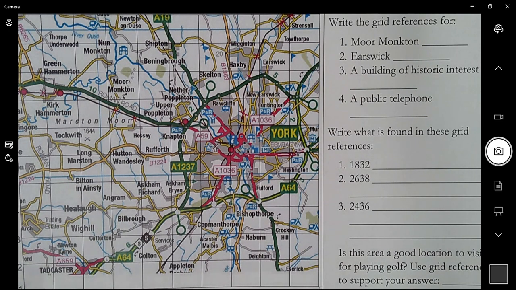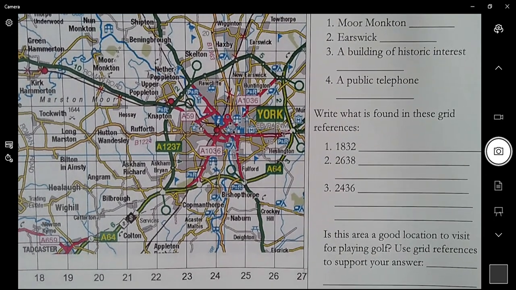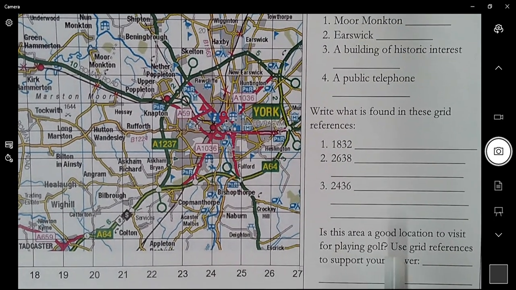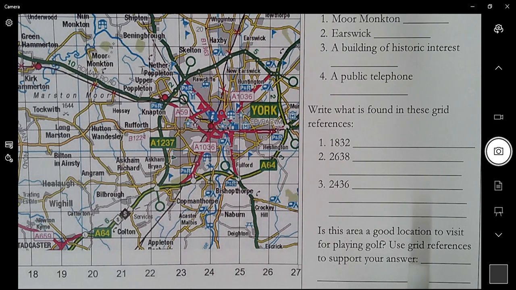And then the final one is a little bit of an extension. Is this area a good location to visit for playing golf? So you're going to have to look around the map, see if there are plenty of golf courses. Do you think it is a good enough place to play golf for someone who wants to, or not?